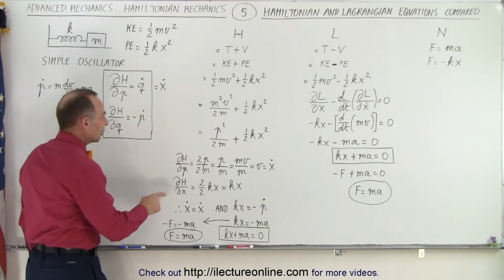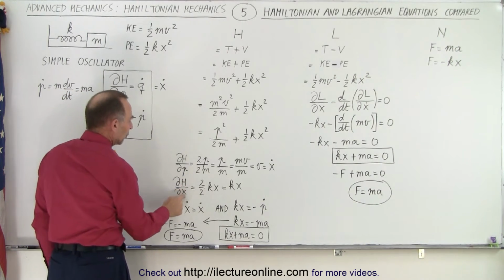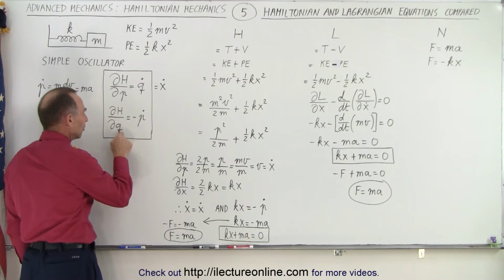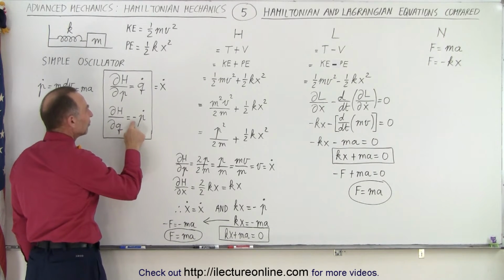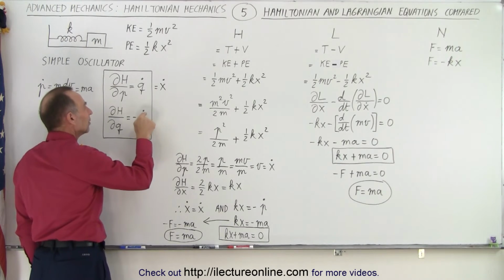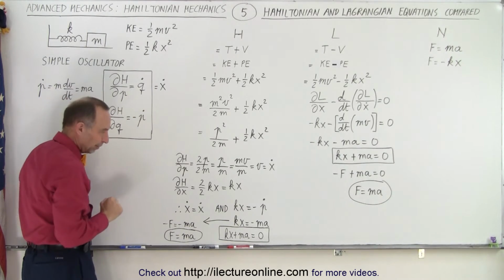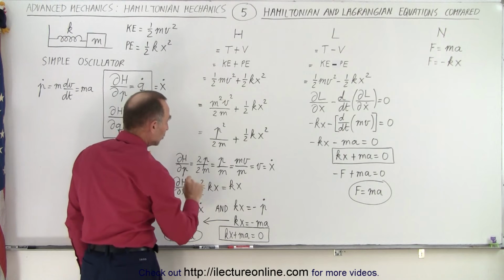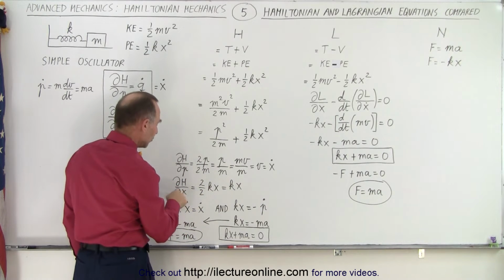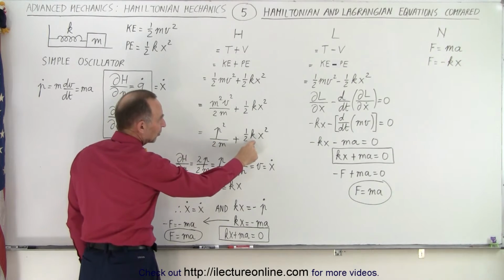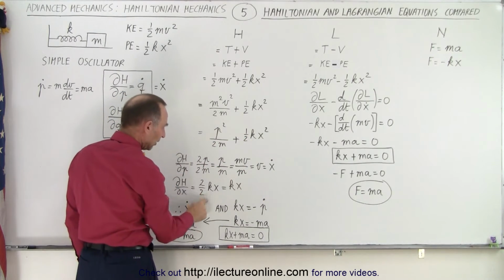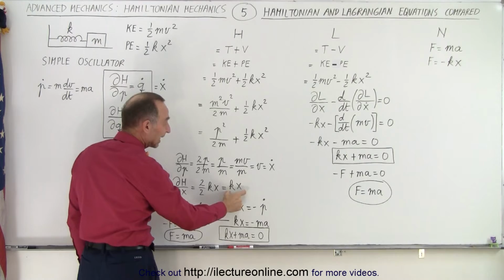But we also will take the partial derivative of the Hamiltonian with respect to x. In this case, the general coordinate will be x. And we know that that should equal negative the derivative with respect to time of the momentum. And so in this case, notice we're going to take the derivative with respect to x. This goes to 0, there's no x in there, and this becomes simply 2 over 2 kx. The 2's cancel out, so we simply end up with kx.